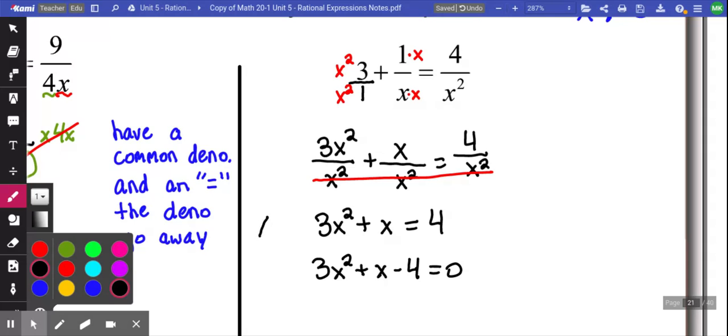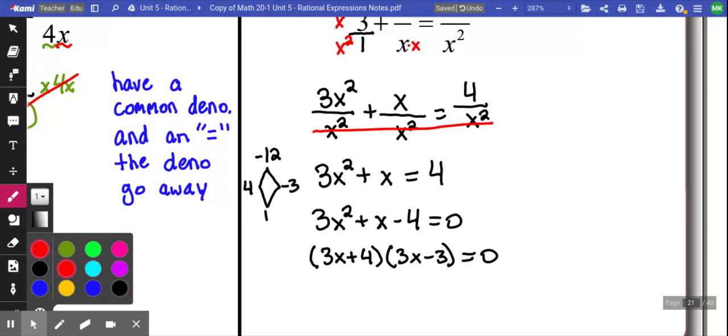So if I wanted to factor this thing, I'm going to multiply to be negative 12 and add to be 1. That would be 4 and negative 3. So this becomes 3x plus 4, 3x minus 3. One of these 3's has to go away. It's the second one that has to go away. That gives me 3x plus 4, x minus 1 equals 0.